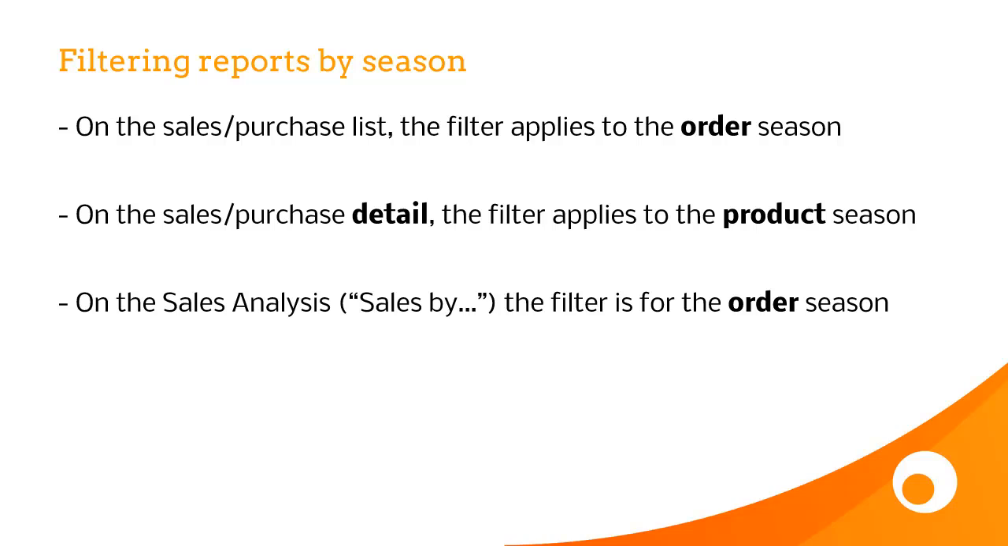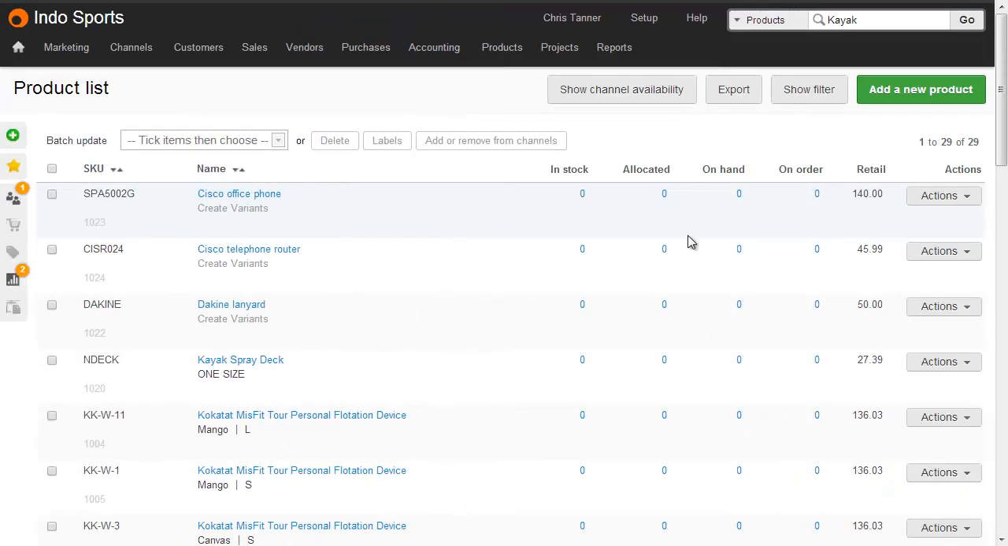Next, we'll take a look at filtering reports by season. So on the sales or purchase listings, the filter applies to the order season. On the sales or purchase detail, which shows the line items on those sales or purchase orders, the filter applies to the product season. On the sales analysis reports, which are the ones that start sales by, the filter is for the order season. So in that first case on the product list, let's find all of our archived products.